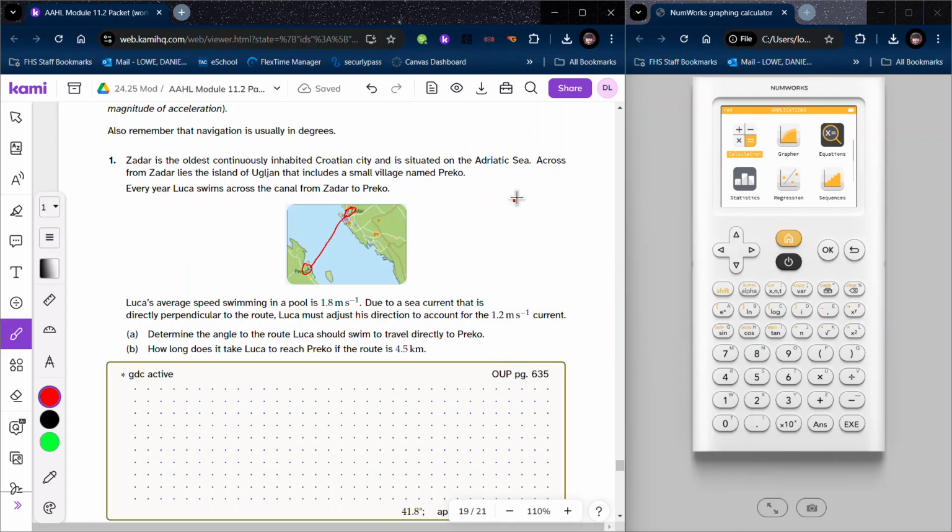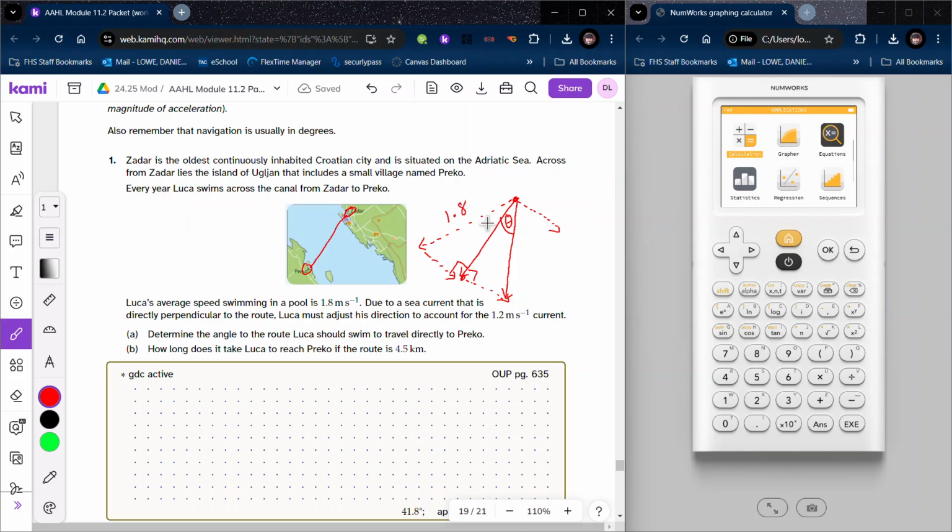Alright, so let's say once again that here we have Zadar and Preko, and I want to go straight here. But I also know that I have a current that is acting against me. So let's say that the current is acting in that direction. The current's going to be in a directly perpendicular route, and we have to figure out what's going to be the angle that we have to adjust so that Luca will swim in a slightly different direction so that he ends up getting pushed to the city that he wants to be at.